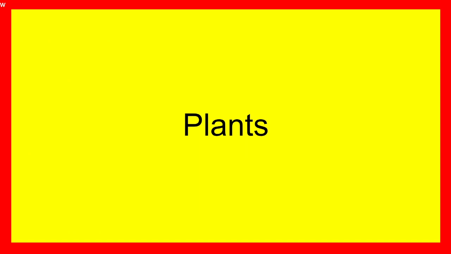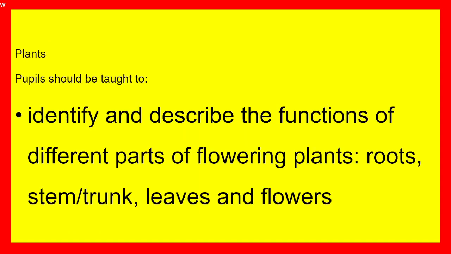So first, plants. In this area of science, pupils should be taught to identify and describe the functions of different parts of flowering plants like roots, stem, trunk, leaves and flowers.